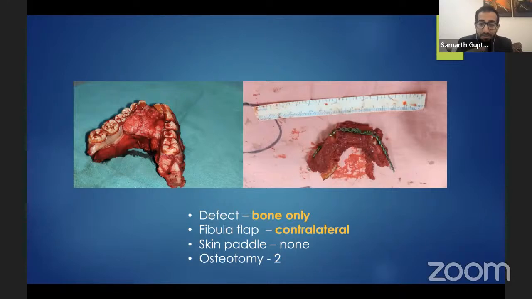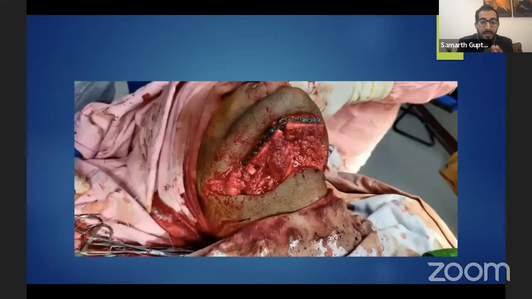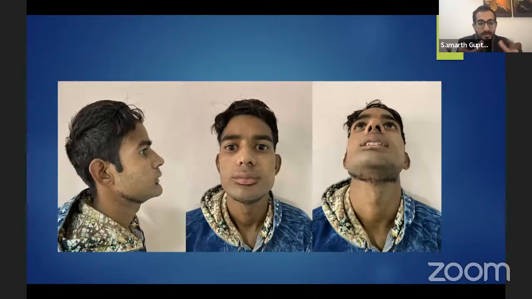And you can see these green mini plates which are used to contour and create angulations of the reconstructed mandible. And this is how you place it and attach it to the residual mandible. In this particular patient, the ramus of the mandible was preserved, and we used two osteotomies. Osteotomies means you cut the bones to create these kind of angles. And this is a good outcome of this particular patient, and the scar line is relatively hidden in the neck crease region.